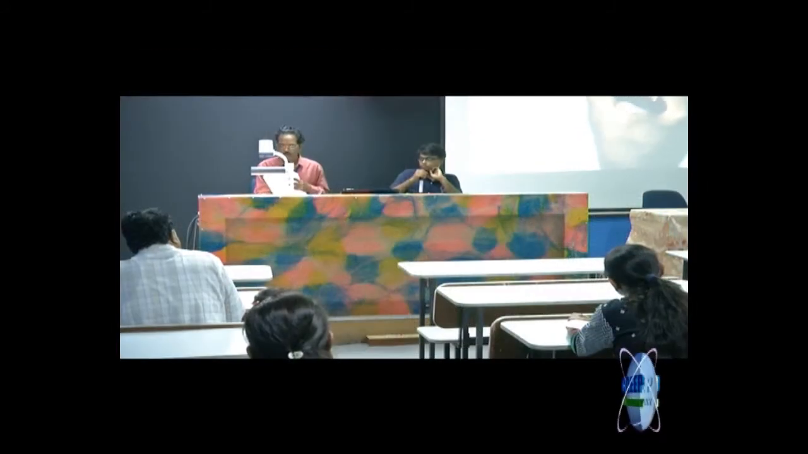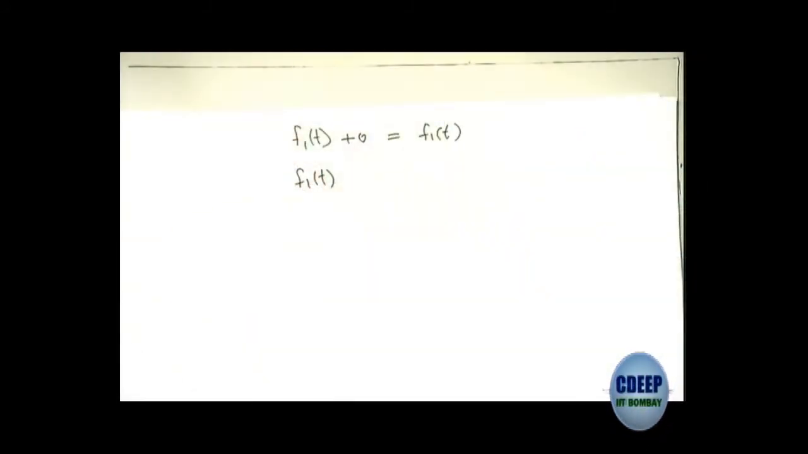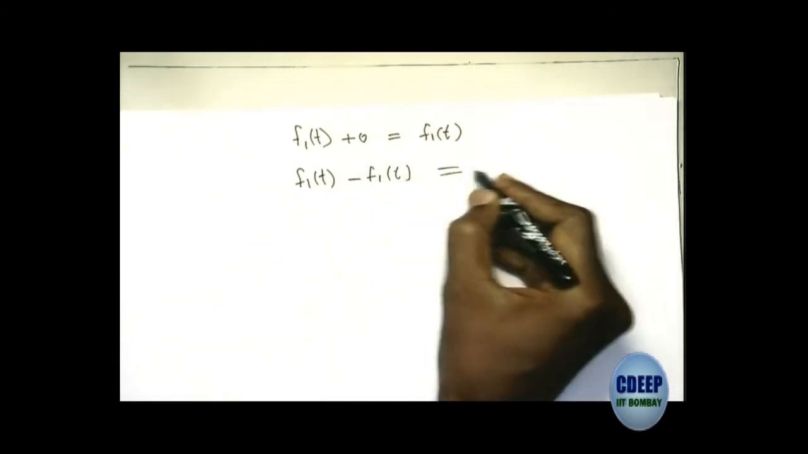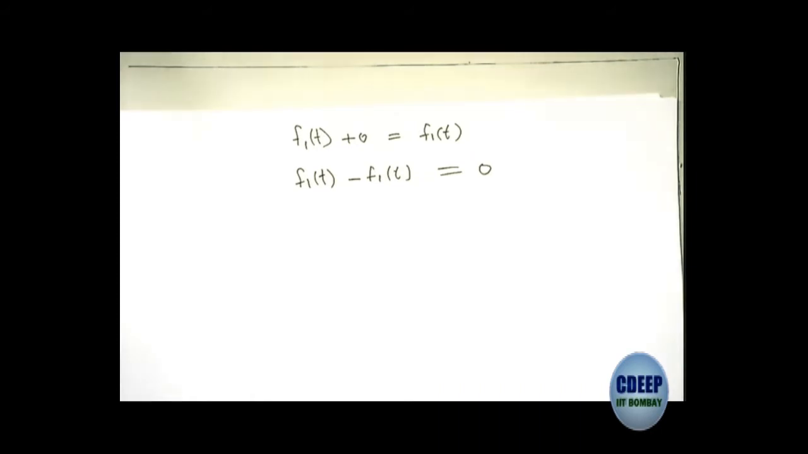I was talking about the existence of inverses. If there exists f1 of t, then we can say minus f1 of t is also possible, and f1 of t plus minus f1 of t is equal to the identity. Exactly. Existence is over.